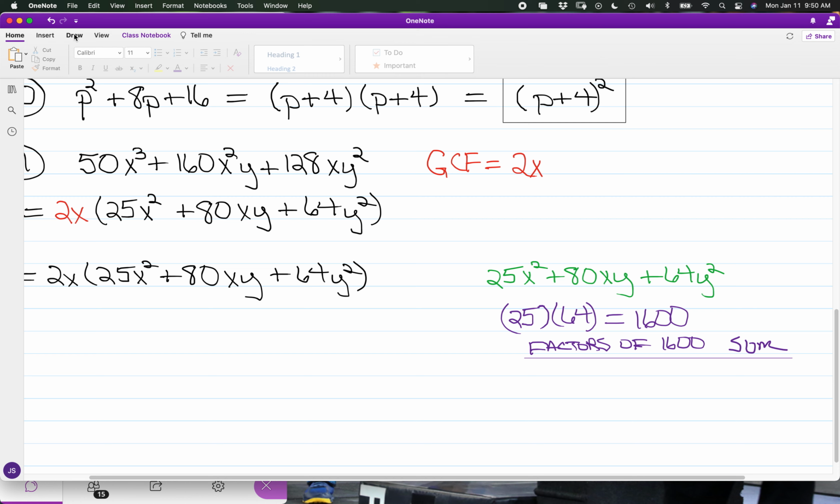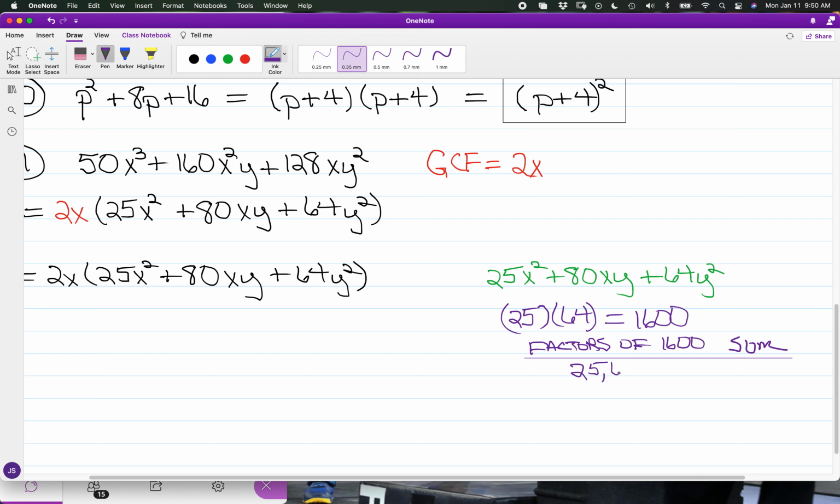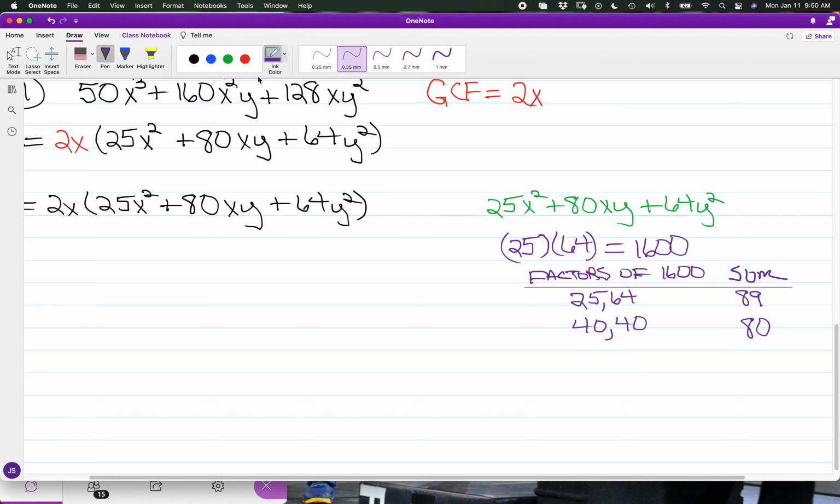Okay, so for what we have, again, just to restate, we dealt with 25 and 64. Again, those numbers will add up, instead of to 80, we have 89. And in terms of, now 1600 has a lot of factors, but the combination where the sum is going to be 80, we're going to have the factors to be both 40. So with 40 and 40, we're going to split up the 80xy term into 40xy plus 40xy.